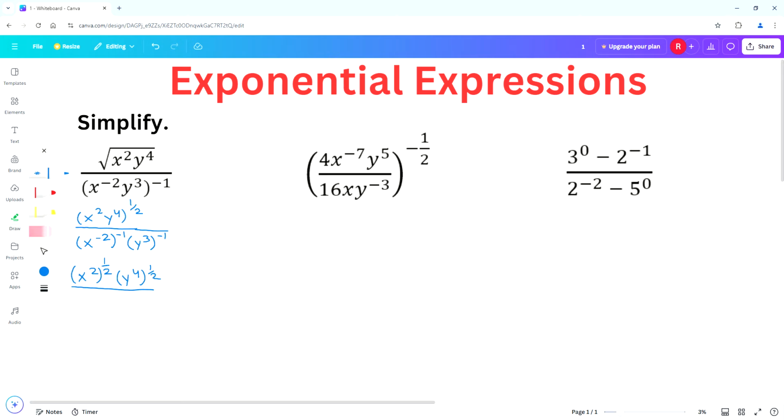In the denominator, we can use the power on power law of exponents to combine the exponents. We should multiply the exponents. For the x term, we should multiply negative 2 and negative 1, which is equal to positive 2. For y, we should multiply 3 and negative 1, which is equal to negative 3. Next, we can use power on power law of exponents in the numerator. For x, we should multiply 2 and 1 over 2, which is equal to 1. For y, we should multiply 4 and 1 over 2, which is equal to 2.